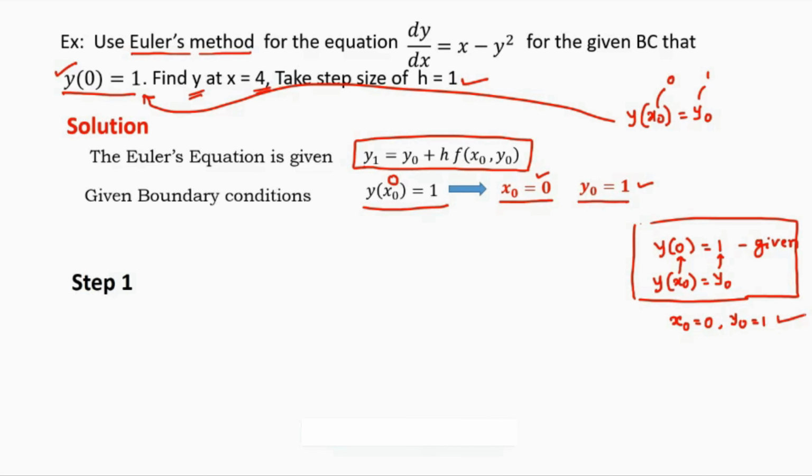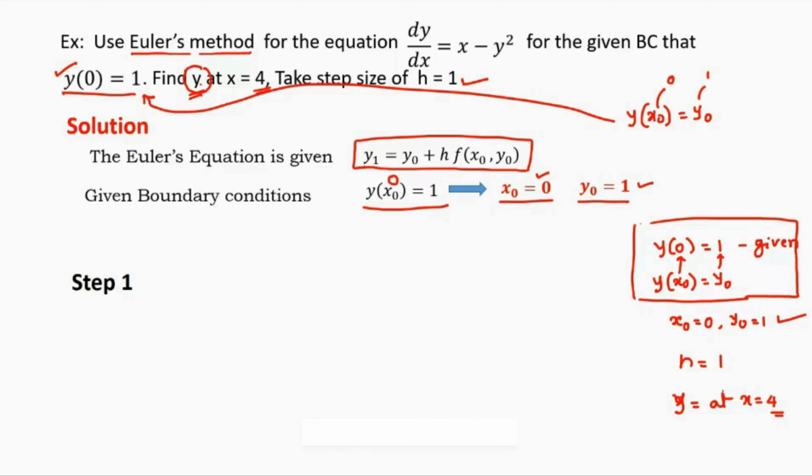If you have understood, this is an important step. Initially you need to understand what is the value of x naught and what is the value of y naught. Once you have understood, h is given, so you write h is equal to 1 is given. Now here, what it is said: y value at x is equal to 4. So here we have to find the y value at x is equal to 4.